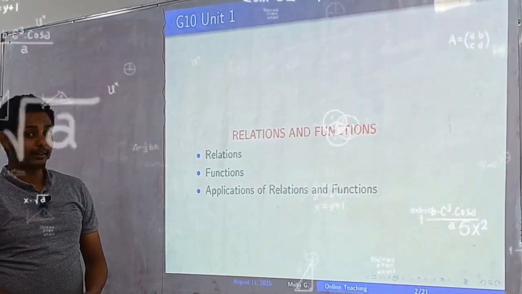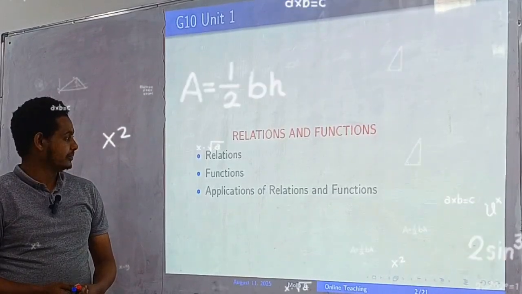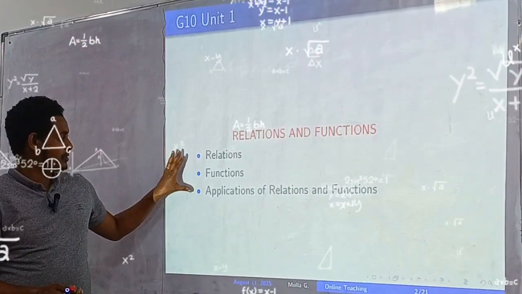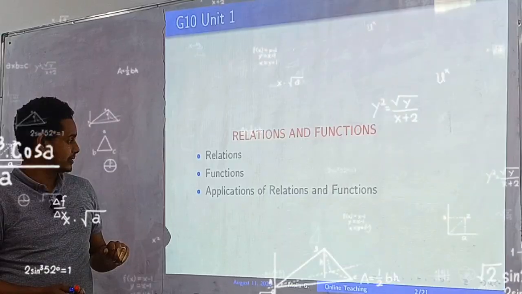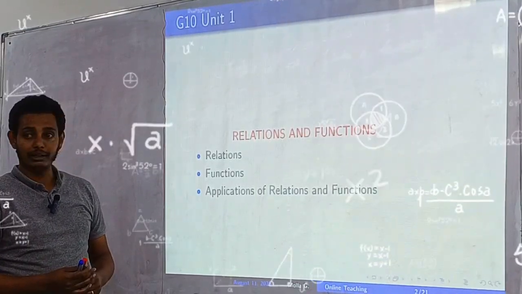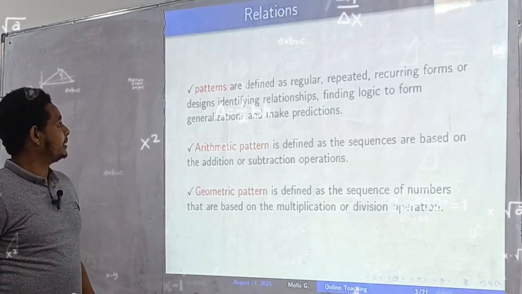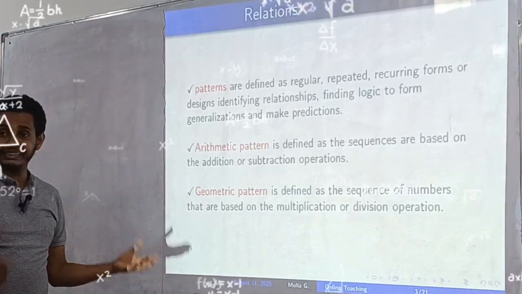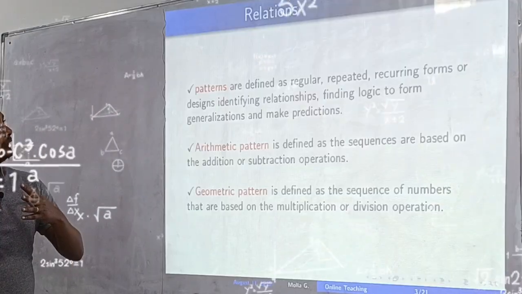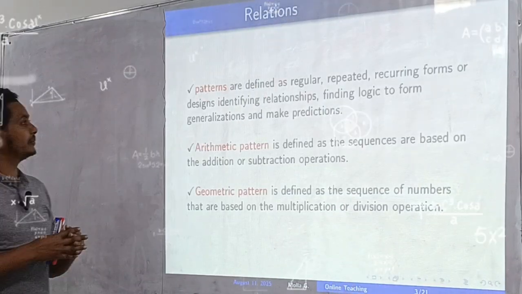This is grade 10 mathematics, the first unit, that is relations and functions. Here we will discuss the basic concepts of relation, function, different types of functions, and at the end of this we will discuss the applications of relation and function, the patterns that help us to form an ordered pair from the sets.